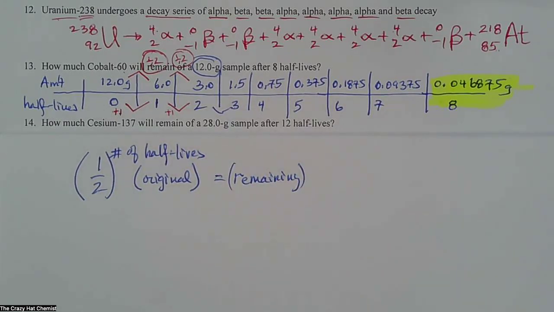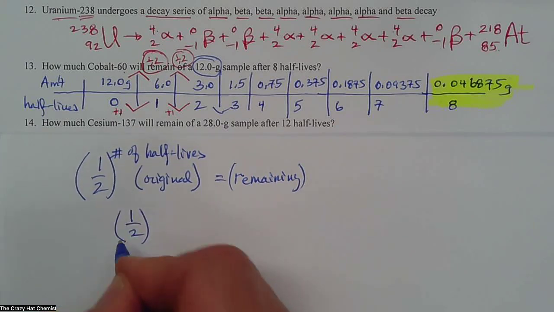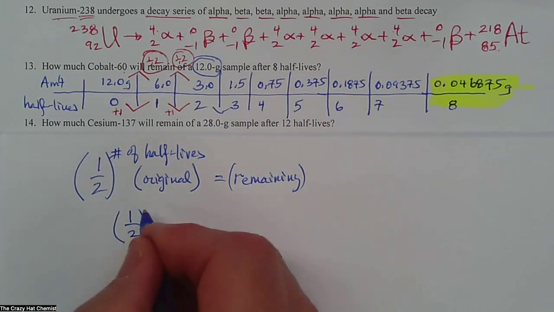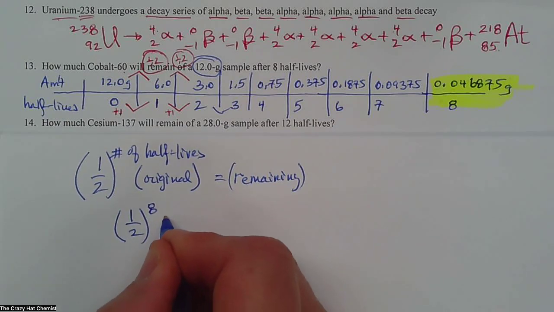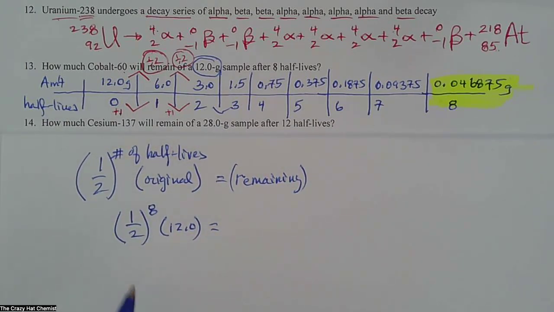All right, so here we go. Let's see if we can do this. In this case, it's 1/2 to the power of the number of half-lives. How many half-lives? There were 8 half-lives. What was the original amount? 12.0 grams. We're going to type this into our calculator.